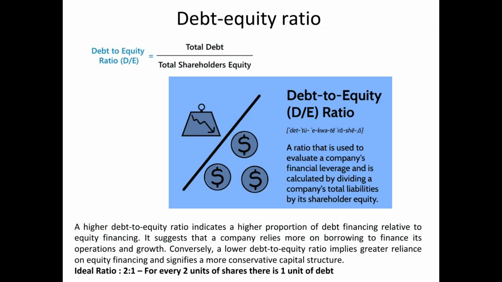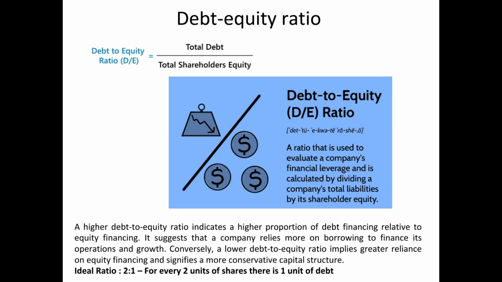A higher debt-to-equity ratio indicates a higher proportion of debt financing relative to equity financing. It suggests that a company relies more on borrowing to finance its operations and growth. Conversely, a lower debt-to-equity ratio implies greater reliance on equity financing and signifies a more conservative capital structure. Ideal ratio, 2:1. For every 2 units of shares, there is 1 unit of debt.